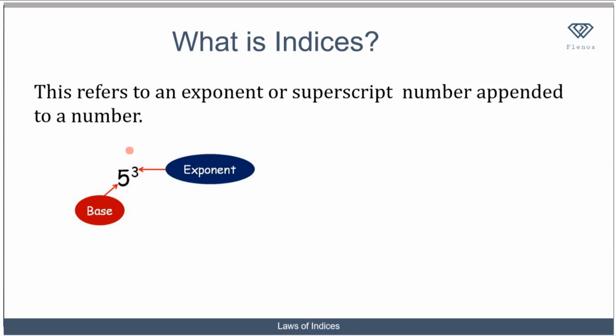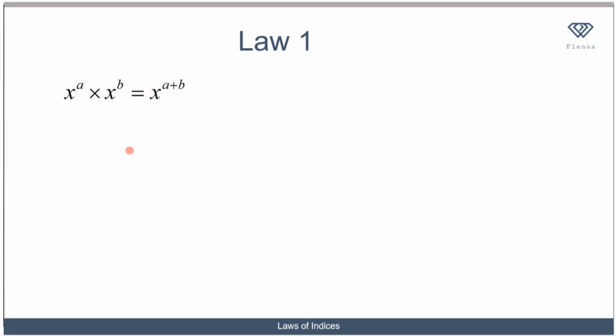And why do we write numbers in this form? As we see, writing numbers in this form enables us to simplify expressions and work with expressions more easily. And to do this, there are some laws that have been defined to help us with simplification of indices, and we're going to be talking about the laws of indices. So what is the first law? It tells us that x to the power of a multiplied by x to the power of b is equal to x to the power of a plus b.